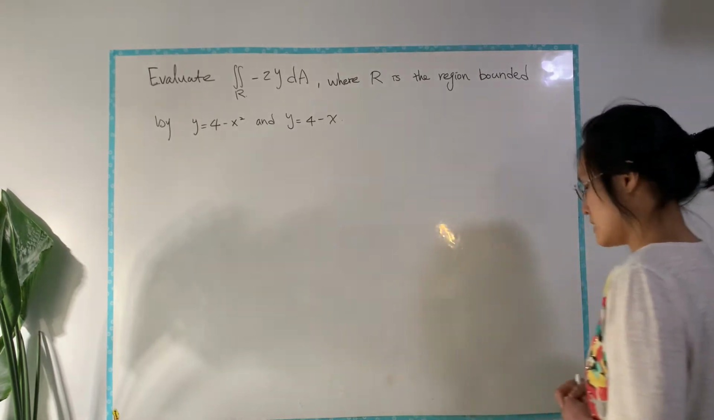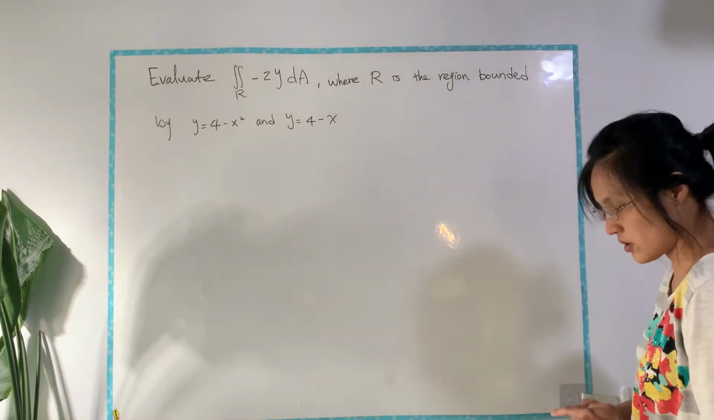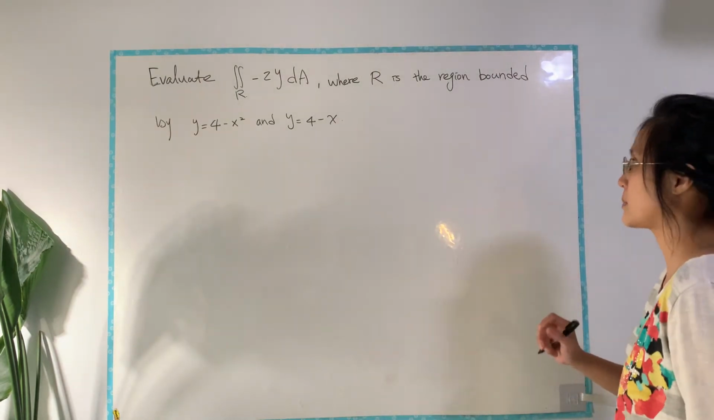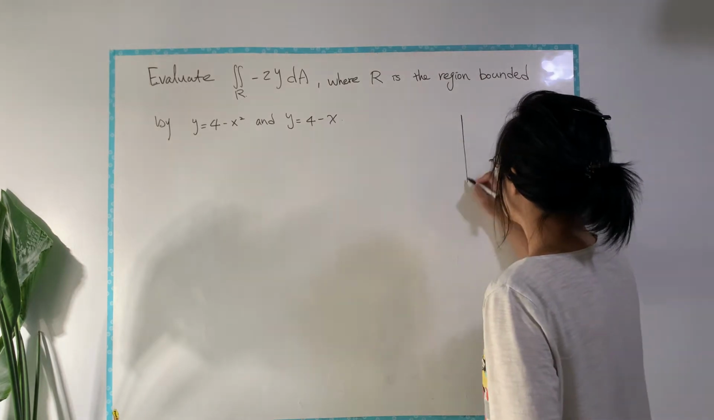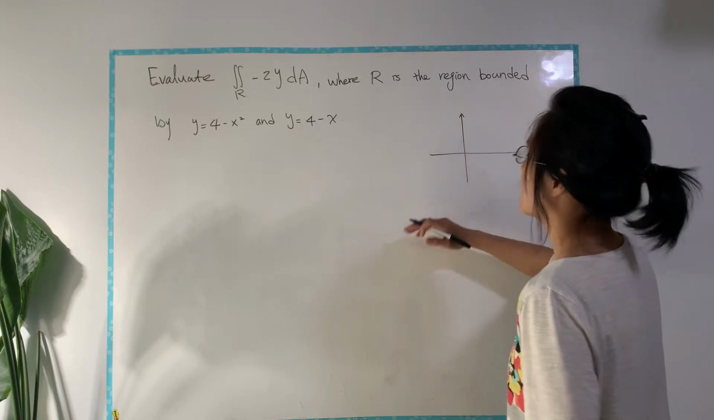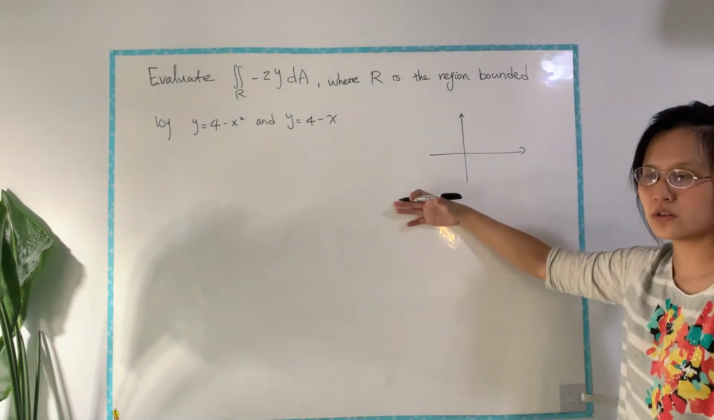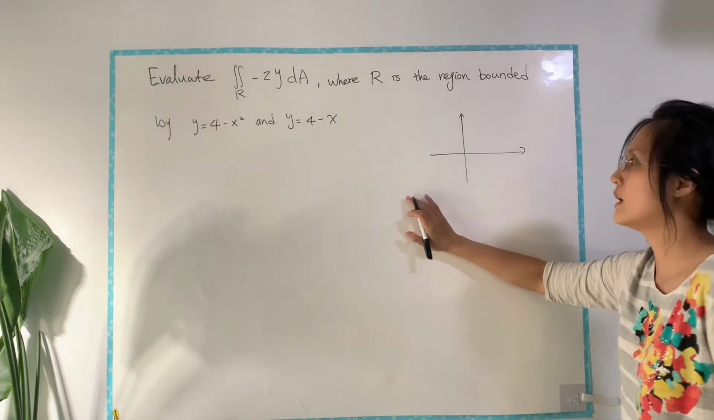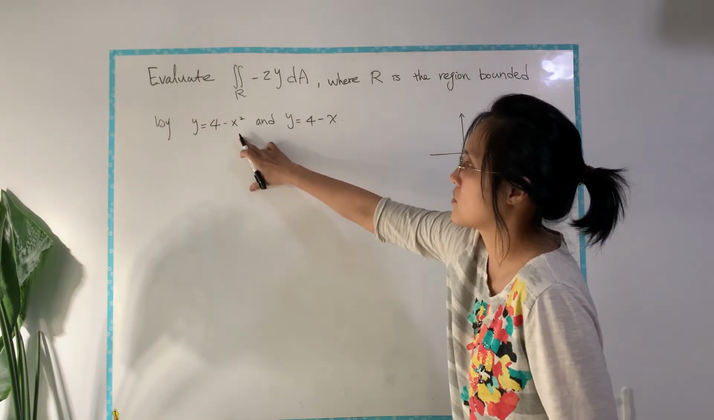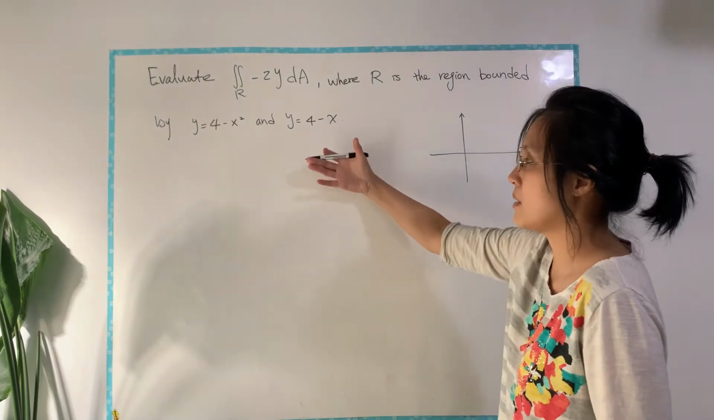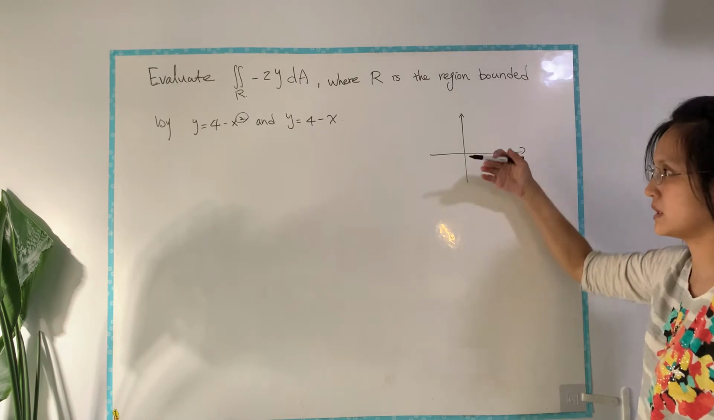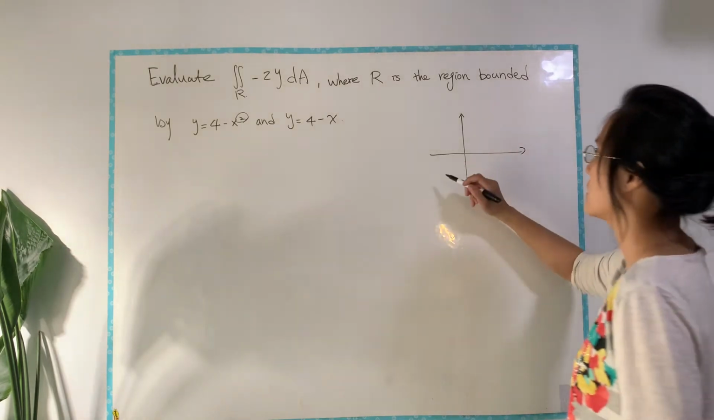Okay, so for us to be able to apply the Fubini theorem so that we can evaluate the double integral, we need to have some idea of what the graph looks like, and then use inequalities to describe this region R, right? Okay, so first of all, y equal to 4 minus x squared. We know this is a parabola because the degree power is 2 here, and we know this parabola is opening downward because of the minus sign.